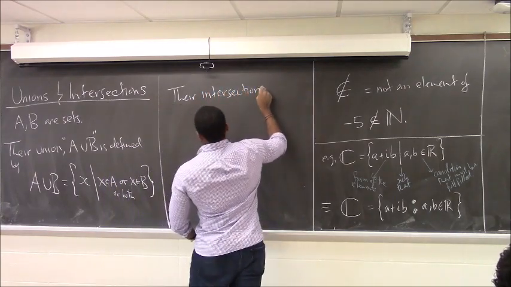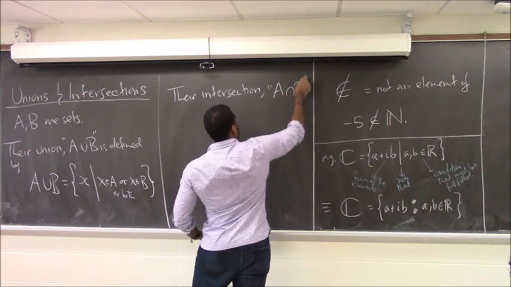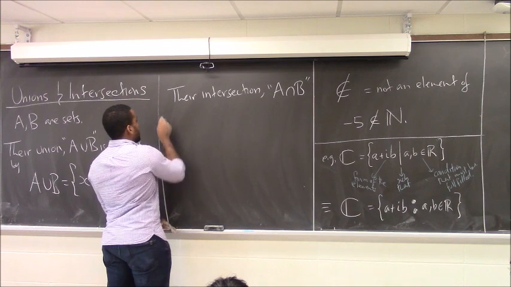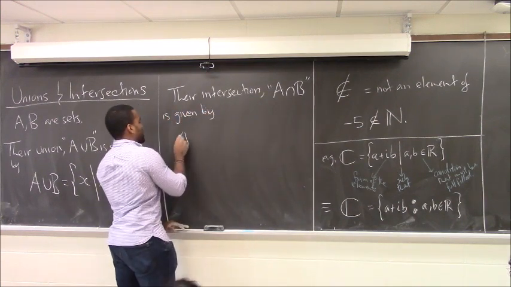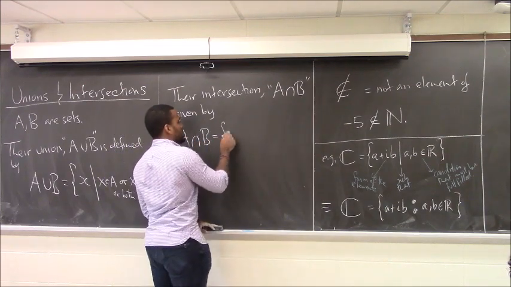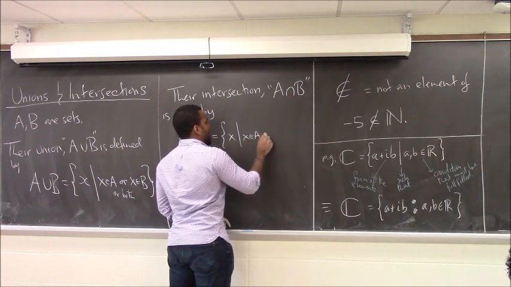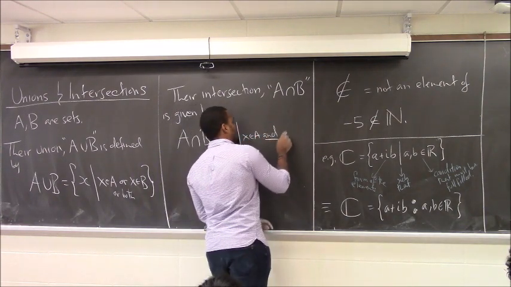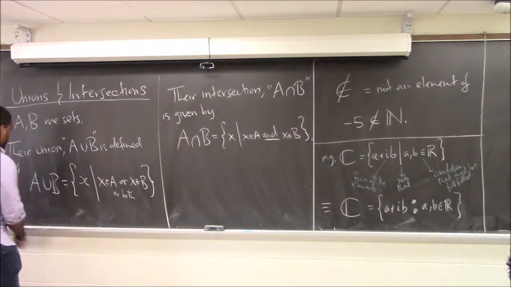Their intersection, which is written as A intersect B, is given by A intersect B equals the set of all elements x such that x is in A and at the same time x is in B. It's called the intersection.